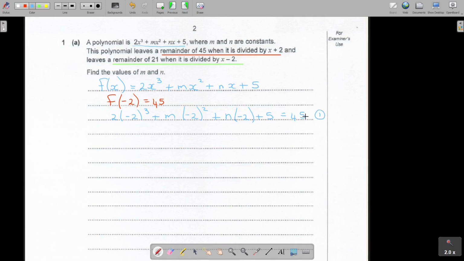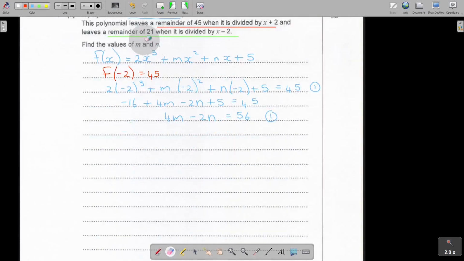And now I'm just going to simplify. So this is negative 8 times 2, that's going to be negative 16. And that is going to be positive 4m, and negative 2n plus 5, and that's equal to 45. If I simplify this now, it's 4m minus 2n, and that's going to be 45 plus 16 minus 5, and that's going to give me 56. And that is still equation 1.